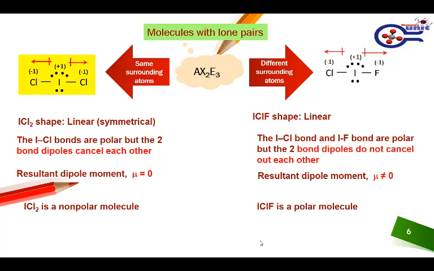In ICl2, the I-Cl bonds are polar, but since it has a symmetric configuration, the two bond dipoles cancel each other. The resultant dipole moment equals zero, so it is a nonpolar molecule. IClF has different surrounding atoms. The I-Cl and I-F bonds are polar bonds, and the bond dipoles do not cancel each other. The resultant dipole moment is not equal to zero, so IClF is a polar molecule.